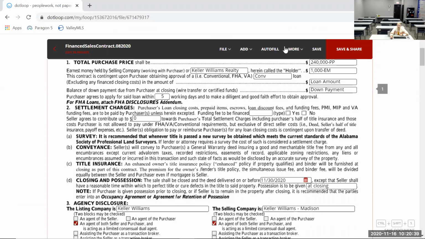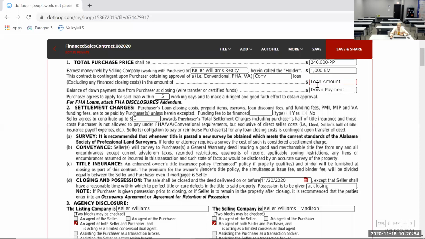Okay. So if you're doing a cash sale, you'll want to definitely look for the cash sales contract to do that. Okay. This contract is contingent upon purchaser obtaining approval of blank loan in the amount of.